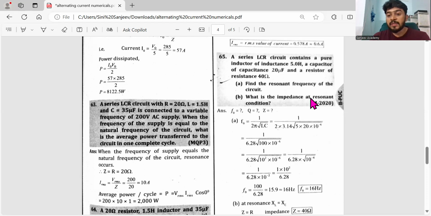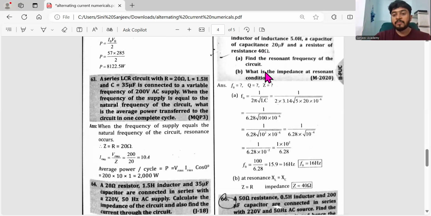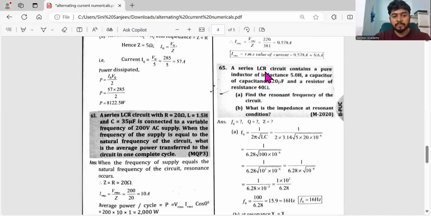What is the impedance at resonant condition? Whenever I say the impedance at resonant condition, the circuit will become what? Purely resistive, because XL is equal to XC. So Z is equal to root of R square plus XL minus XC the whole square, and XL is equal to XC, so the circuit becomes pure resistance, and Z is equal to R. So what is the resistance value? 40 ohms.